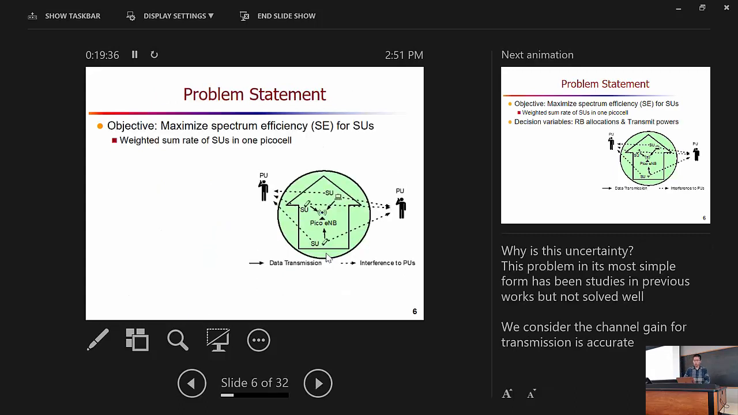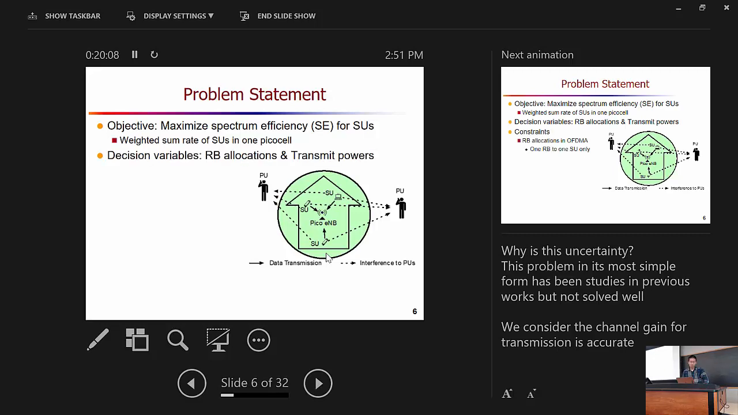So the problem we want to solve is to maximize the spectral efficiency of the secondaries. In this work, we don't consider the primary's performance. As long as the different thresholds are met, they are happy. We don't take care of that. The objective we use is weighted sum rate. The weight is used to address fairness, and another reason is that there is a popular scheduler called proportional fair scheduler. It's actually a weighted sum rate for each TTI, where the weights are updated at each TTI.